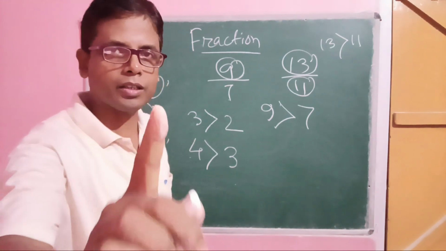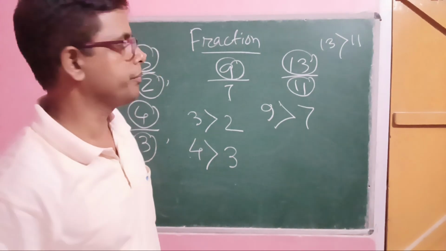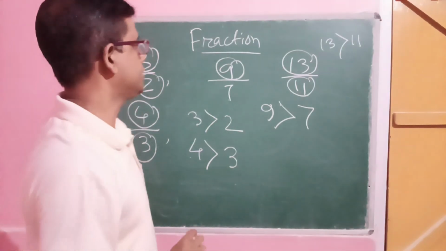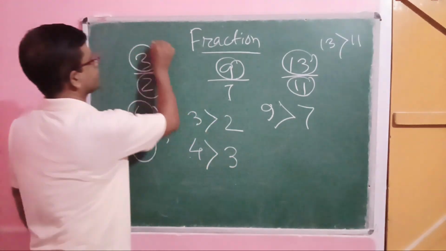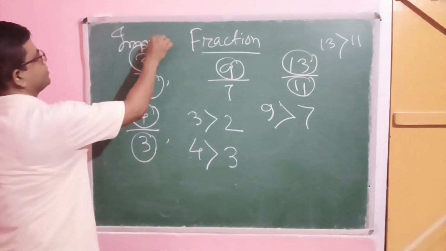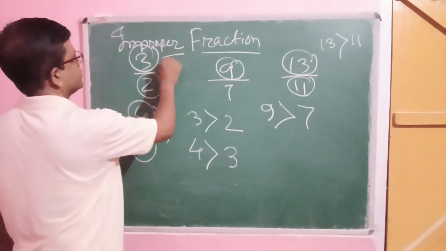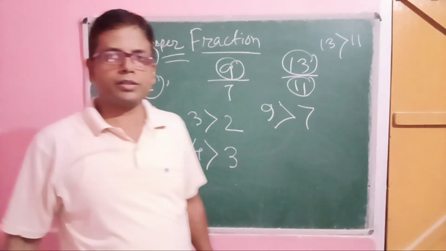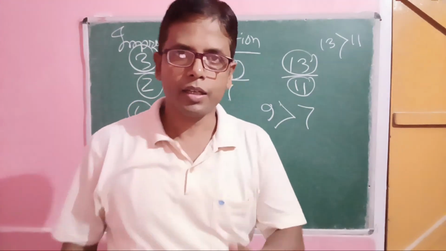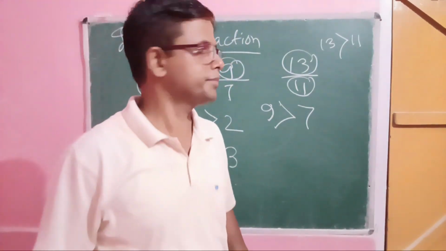If the numerator is greater than the denominator, then these types of fractions are called what? What fractions? These are improper fractions. Improper fractions. What are improper fractions? The numerator is greater than the what? Denominator. Okay.